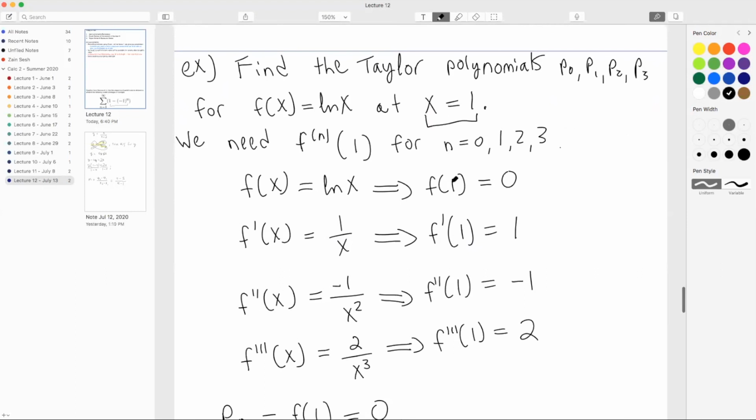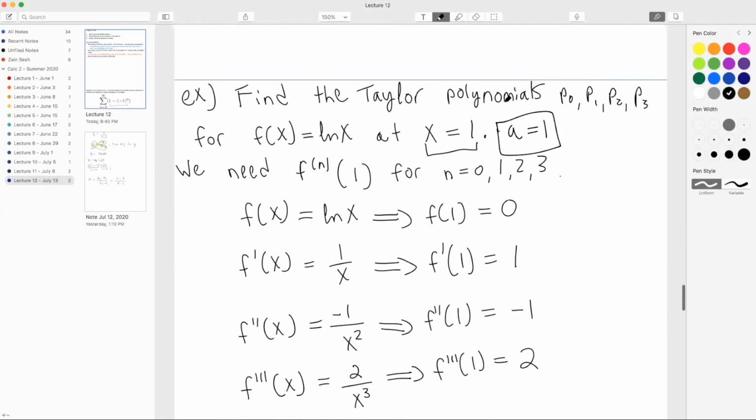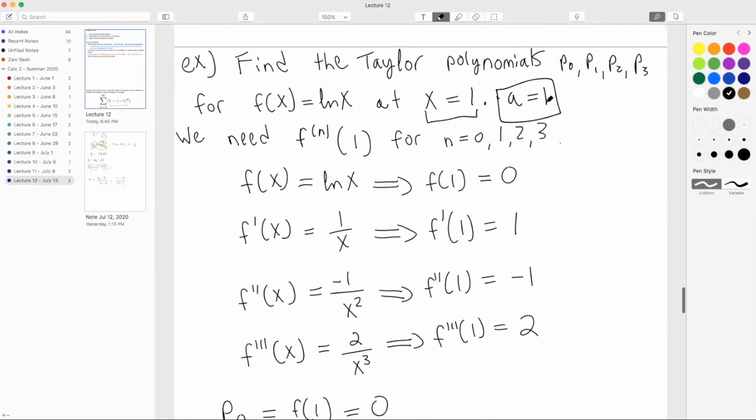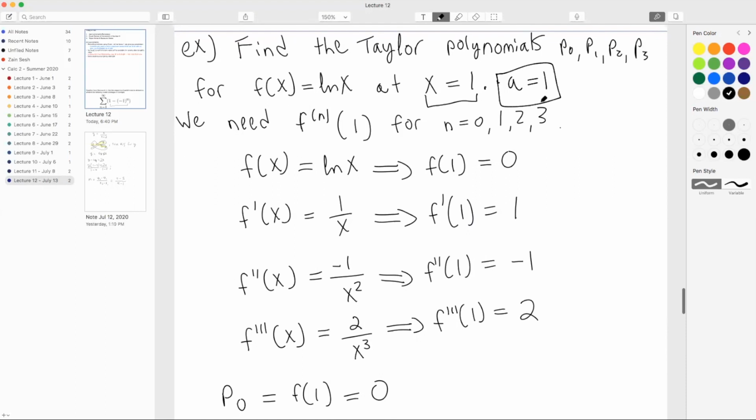So it's kind of bad notation. Yeah, you're right, I should probably put a equals 1 here. That's a good point. We'll see x minus whatever this number is centered at. That's what a is: x minus whatever you're centering the power series about. Okay, thank you. I probably should write a equals 1, but in the textbook and in literature, it would be x equals 1.